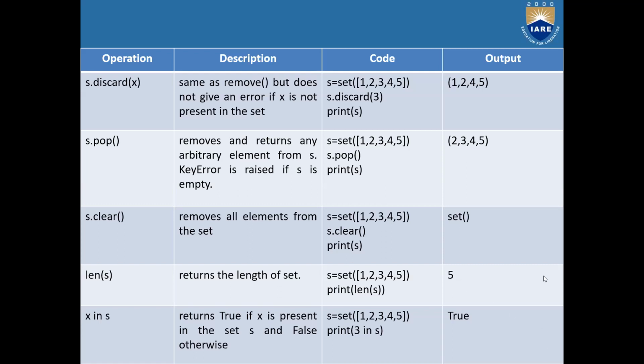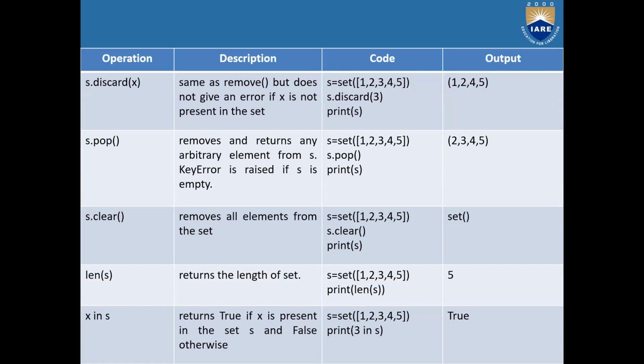So next we are having in and not in operations. What does in do? It will return true if the given element is present in the particular set S. If it is not present, then it will give a false statement. See this example, Nana. Here I have given 3 in S. The element which I am considering is 3. We need to find whether that element is there or not.